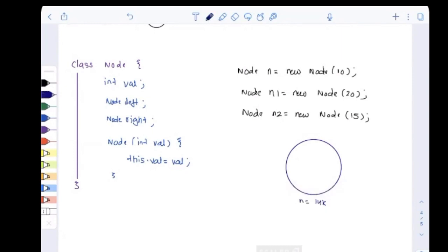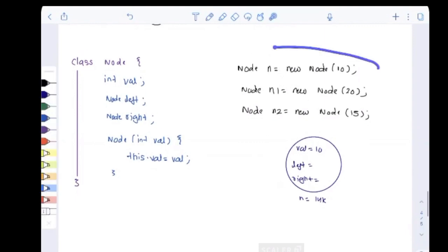Now this node's value is defined. You initialize the value with 10. Quickly tell me what are going to be left and right now. What will be the value present in the left and right variables right now, guys? When I'm creating this object, I have passed the value as 10. So, okay. Now, what will be the value of left and right? That is going to be null. Exactly. Null and null.